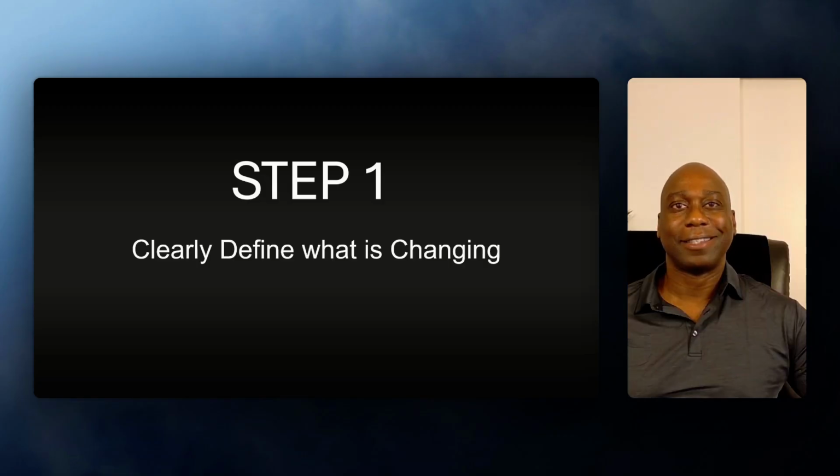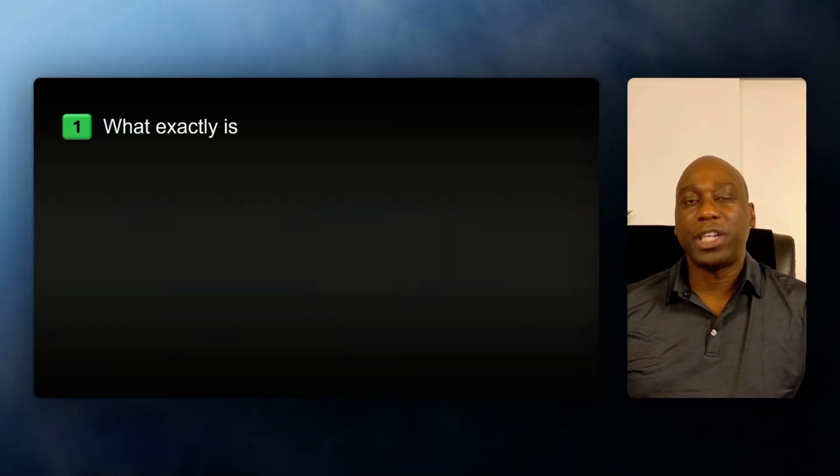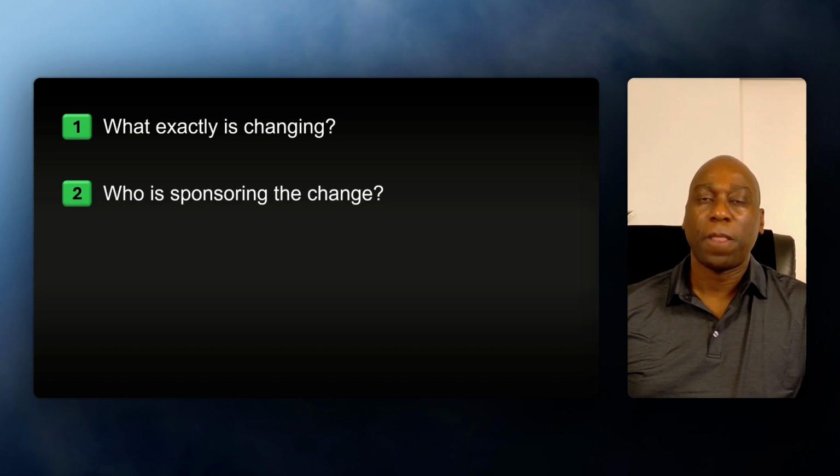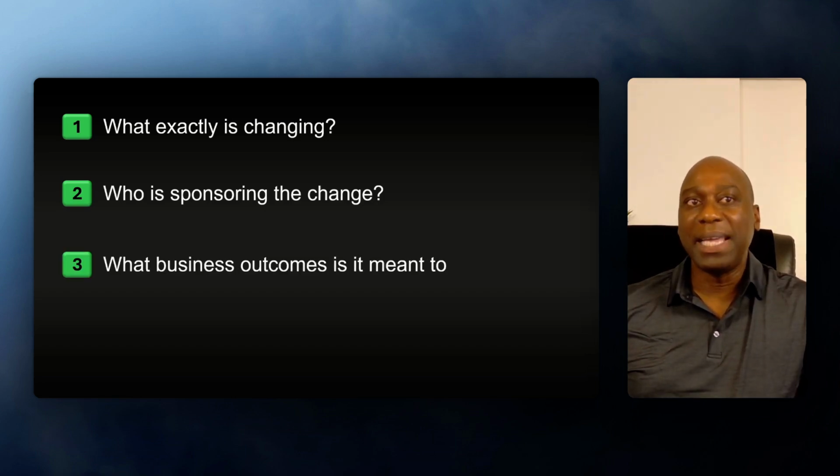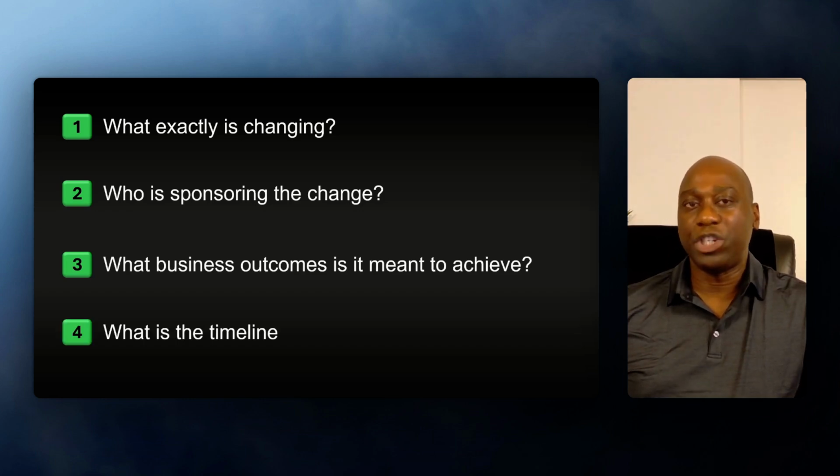Step 1, you need to clearly define what is changing. Start by describing the change initiative in simple, clear language that includes what exactly is changing, who is sponsoring the change, what business outcomes the change is meant to achieve, and what the timeline for the change is.